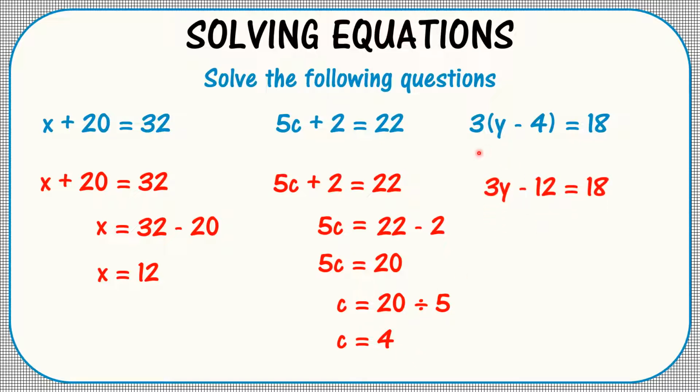For the next question we need to expand this. First of all, you have 3 times y, which is 3y. 3 multiplied by minus 4 equals minus 12, and this is equal to 18. You have 3y minus 12 equals 18.